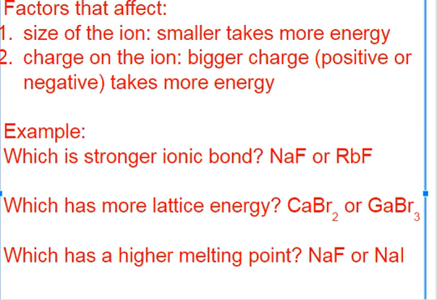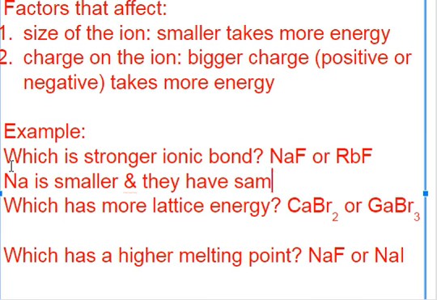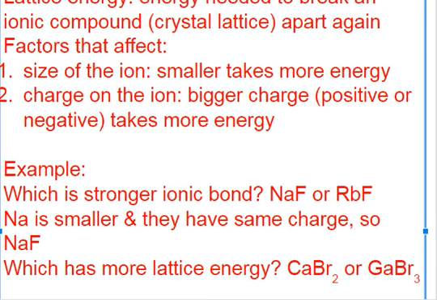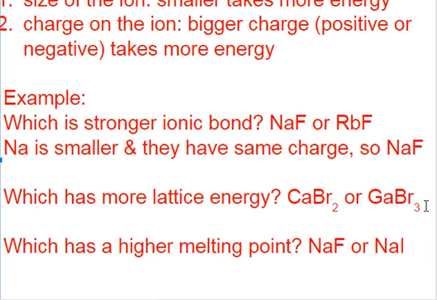Just like they're both bonded to fluorine, so fluorine doesn't matter. But this one, I've got rubidium is bigger, so sodium is smaller. And they have the same charge. So NaF is going to be the stronger because only size is going to matter on this one if the charge is the same. Does that make sense?